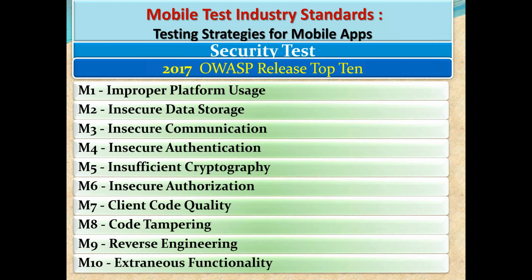And what is this? A1 is going to be injection. What is injection? Injection flaws such as SQL or OS and some other injections occur when untrusted data is sent to the interpreter as part of a command or query. So what can happen? The attacker's hostile data can trick the interpreter into executing unintended commands or accessing data without proper authorization.